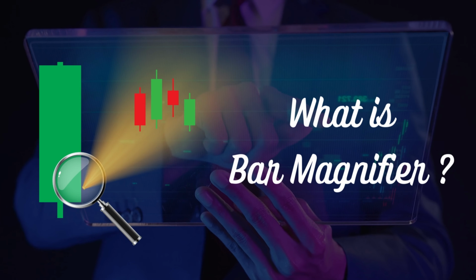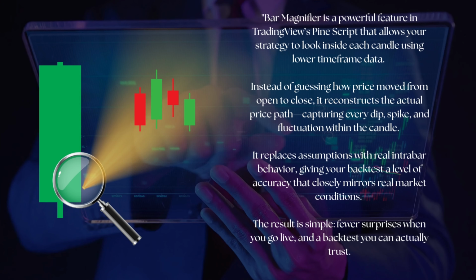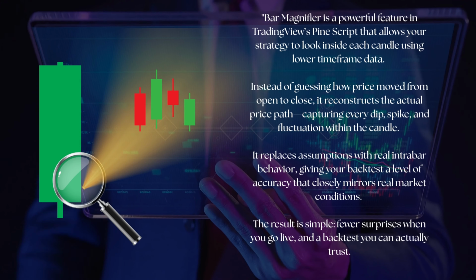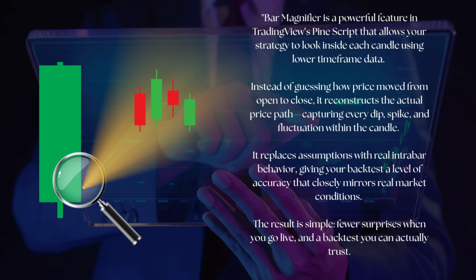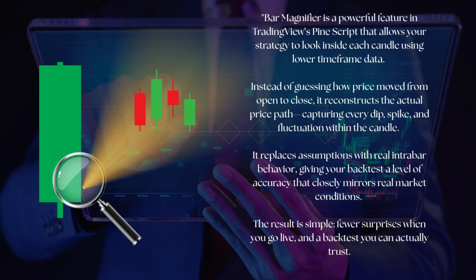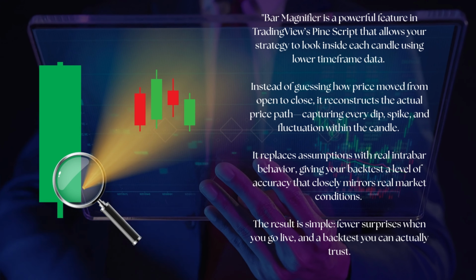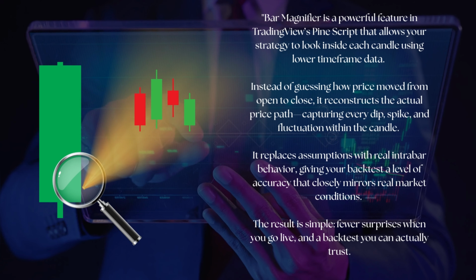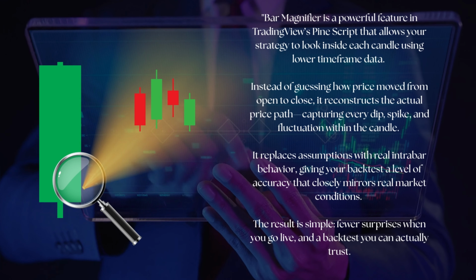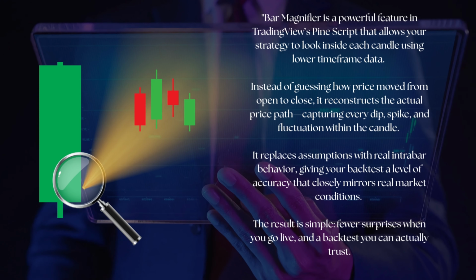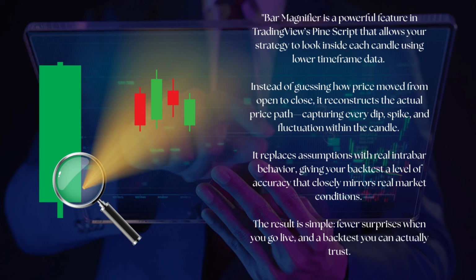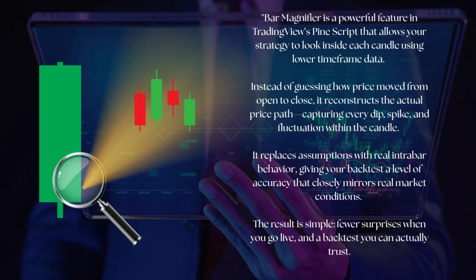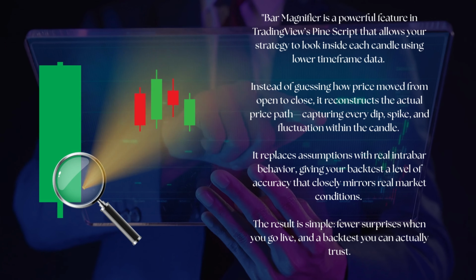What is Bar Magnifier? Bar Magnifier is a powerful feature in TradingView's Pine Script that lets your strategy peek inside each candle using lower time frame data. Instead of guessing how price moved from open to close, it reconstructs the actual price path, capturing every dip, spike, and tiny fluctuation within the candle. It replaces assumptions with real intrabar behavior, giving your backtest a level of accuracy that closely mirrors real market conditions. The result? Fewer surprises when you go live, and a backtest you can actually trust.